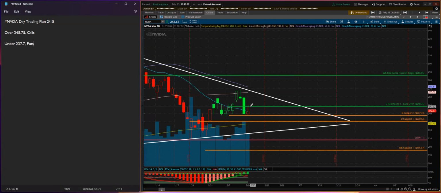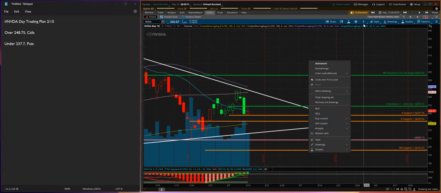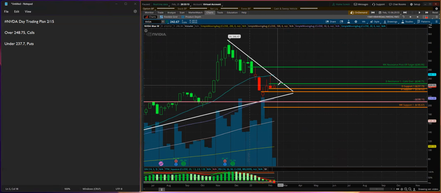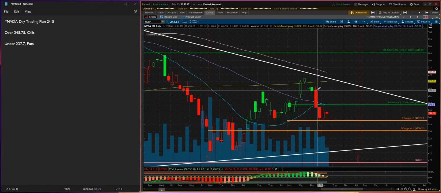Now, what if you break upside? What is our next target? Our next target is going to be anywhere in this range right here. And we're going to zoom out and see what we have on the smaller time frame and see where the next resistance is.